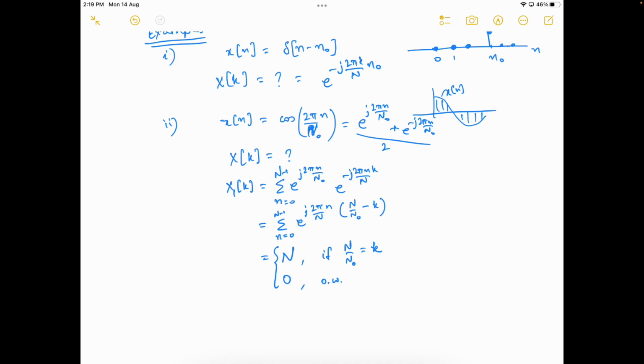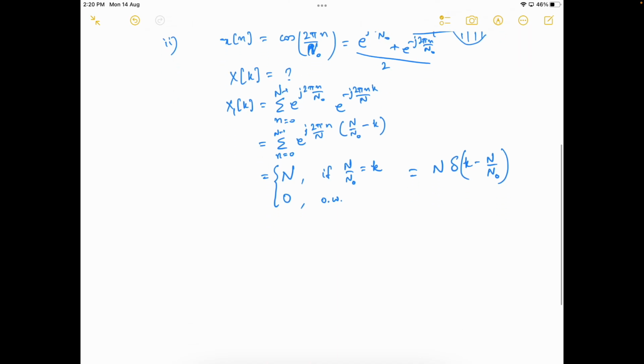Considering the second part, I'm just trying to find it because the Fourier transform is linear, right? You can take the Fourier transform of individual terms and then add them up later. So this is x1k. Similarly, I can find x2k, and the total xk will be x1k plus x2k. So this is my xk. This can be written as N times delta k minus N by n naught.